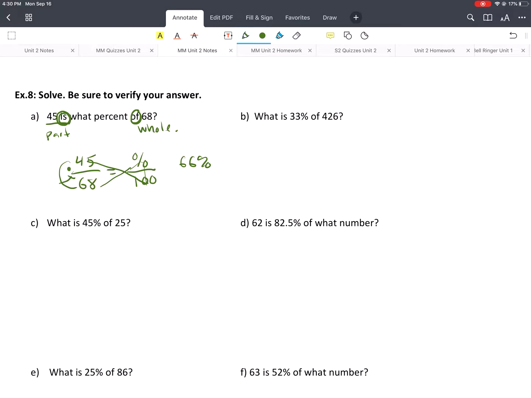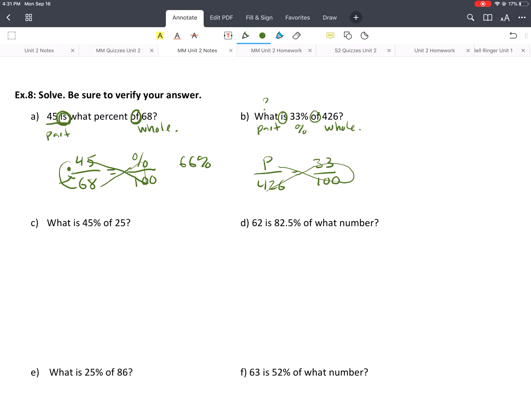Next one, what is? So we're trying to find what goes right before "is," which is the part. This would be our percentage, and since it says "of," this is our whole. So we'd do P over the whole, which is 426, equals 33 over 100. You can do the fish again if you want. 426 times 33 divided by 100 gives us P.